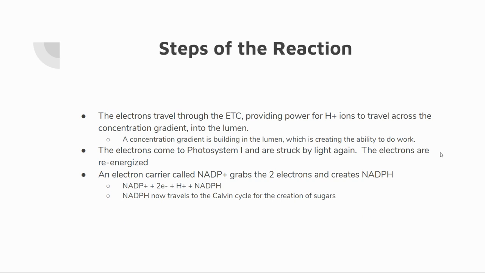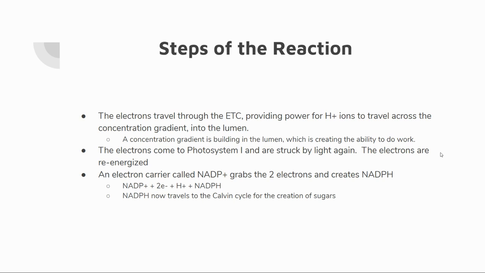All right, so the electrons travel through the ETC, providing power for H plus ions to travel across the concentration gradient into the lumen. The concentration gradient is building in the lumen, which is creating the ability to do work. Remember, anytime we're pumping ions against the concentration gradient, it is a form of active transport, so energy is needed. The old saying is you have to spend money to make money. Well, the same thing holds true here. You have to spend energy to make energy.